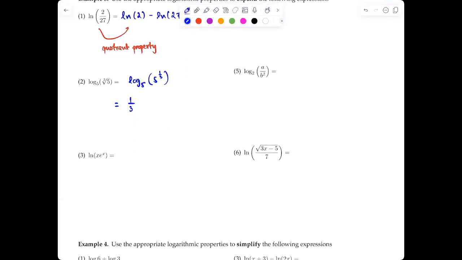Number 3, you have ln of x times e to the x. There are two terms multiplied together, that is, you have a product. Turn that product into a sum. So here you have ln of x plus ln of e to the x. Here you use the product property. For ln of x, there's nothing else you can do.